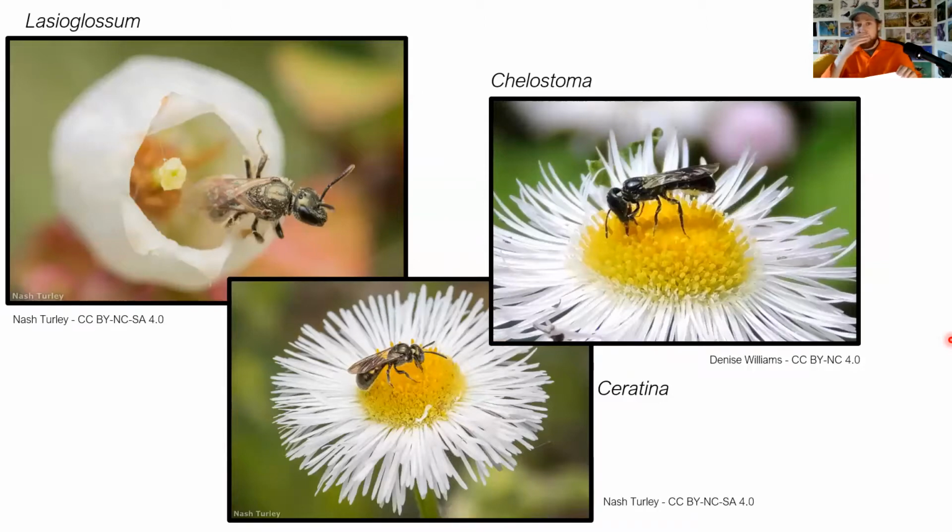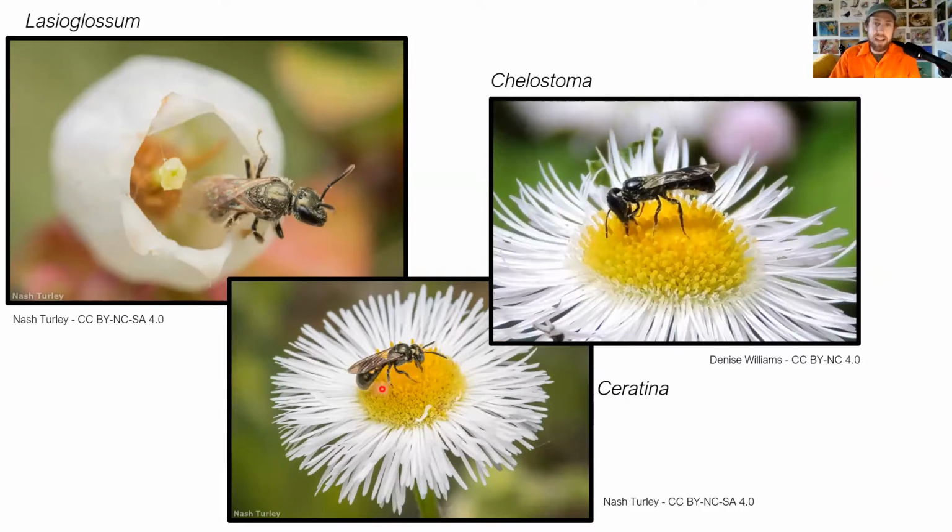All right, so the final point is just to drive home how small some of these bees are. So when we're looking at Lasioglossum, this is a blueberry flower. If you know the size of a blueberry flower, they're pretty small. This bee climbed all the way inside of it, no problem. So they're very tiny. Here's a Colostoma on a little daisy fleabane. It's a very small flower there.